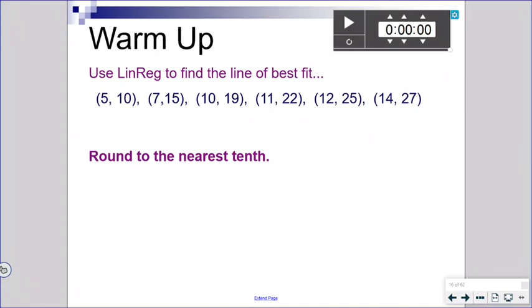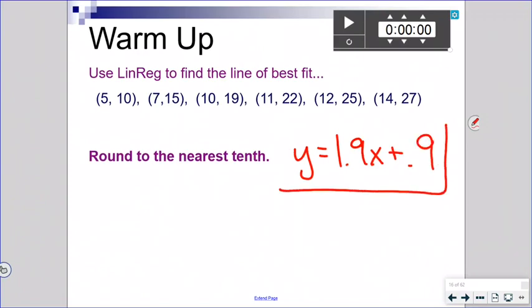All right, this is what I got. I'm rounding to the nearest tenth, so 1.9x plus 0.9. That's what I got. I'm sure it's right. I don't know. We'll see.